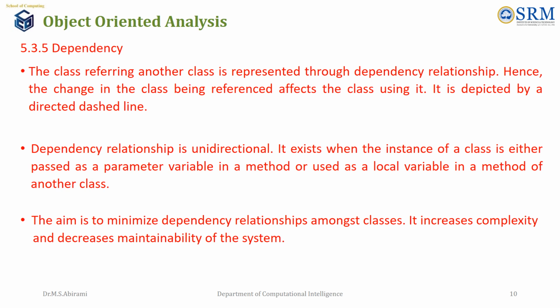relationship is unidirectional. It exists when the instance of a class is either passed as a parameter variable in a method or used as a local variable in a method of another class. The aim is to minimize dependency relationship among classes. It increases complexity and decreases maintainability of the system.